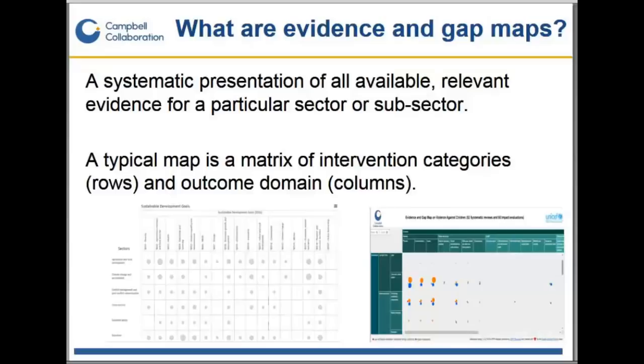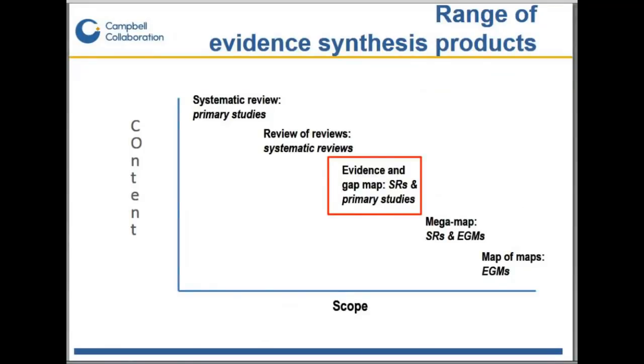But to begin, what is a map? An evidence gap map is a systematic presentation of all available relevant evidence for a particular sector or subsector. And the way that maps are presented these days, and we're going to be seeing many examples during this presentation, are a tabular or matrix format in which different intervention categories are in the rows of the matrix and different outcomes are in the columns of the matrix, and the cells of the matrix present the available evidence for that particular combination of interventions and outcomes. As I said, we'll see several examples of that in the second half of the presentation.